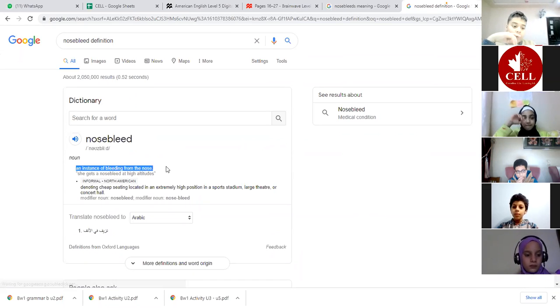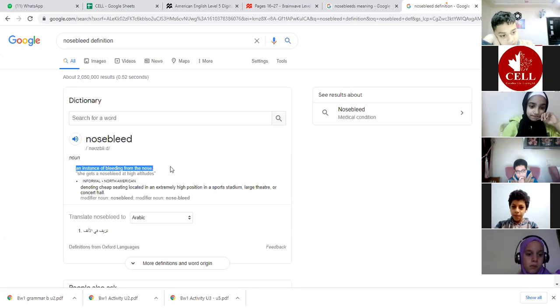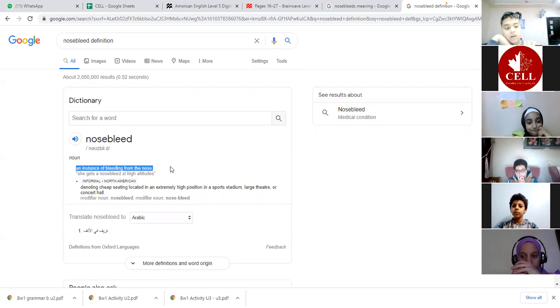Salah, can you read the sentence? An instance of bleeding from the nose. She gets nosebleed at high altitude. Altitude means height, like when you're in an airplane or in a high area.